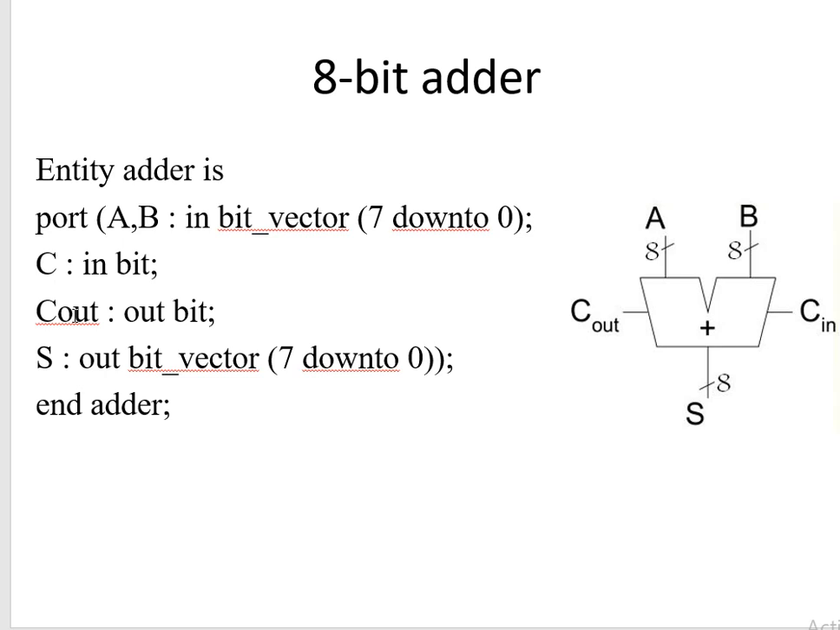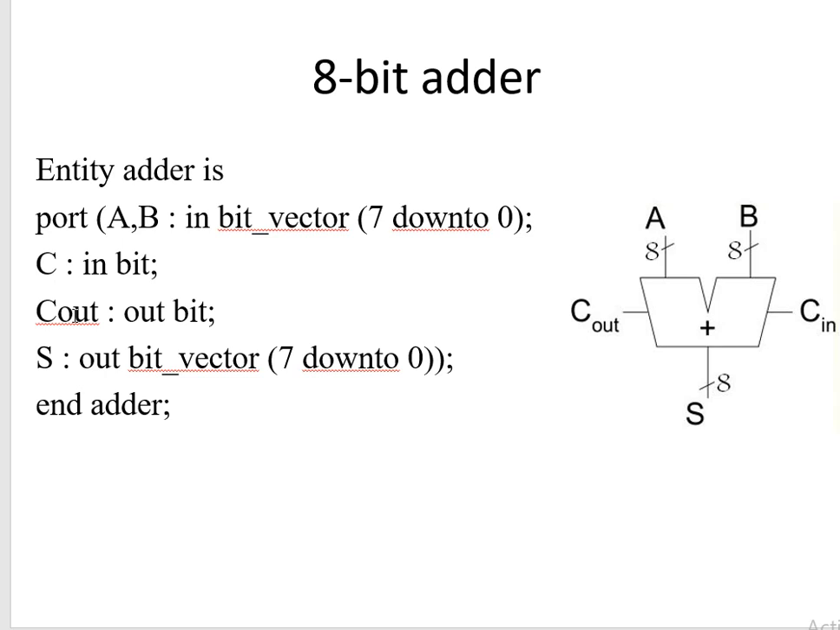8-bit adder is a little different from other adders because the inputs A and B are not 1-bit lines, they are 8-bit lines. Then A and B and S, all of them are 8-bit lines, and input carry and output carry of the adder. Then now we can write it by entity adder is okay, port, and in this part we can write the definition.